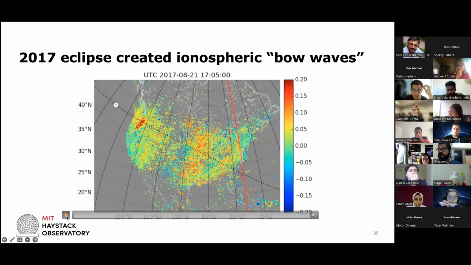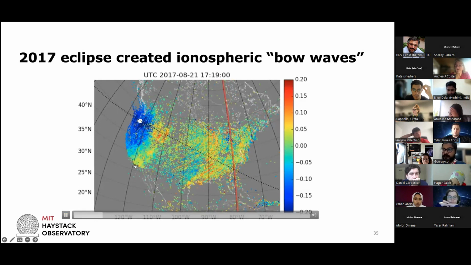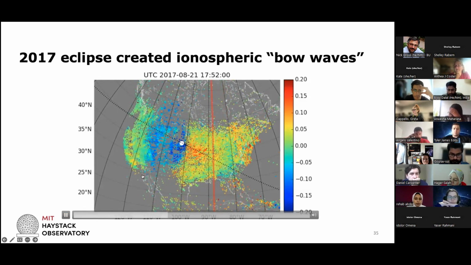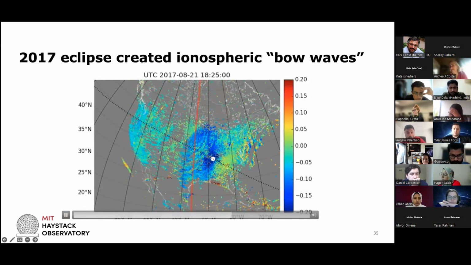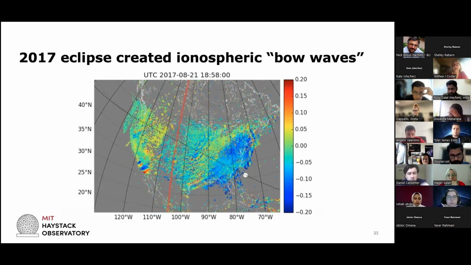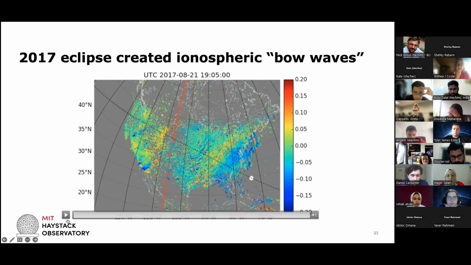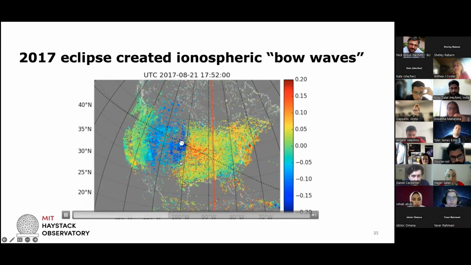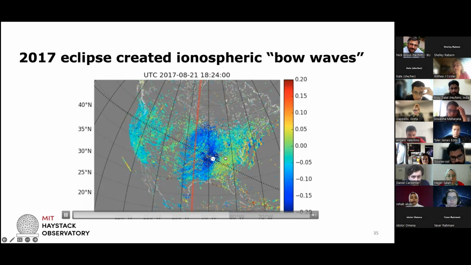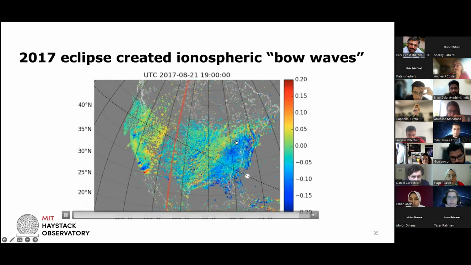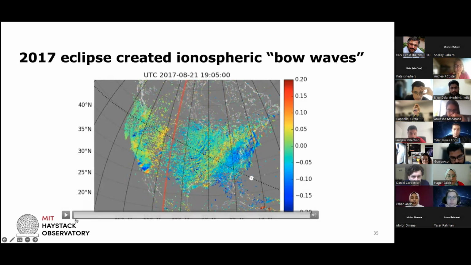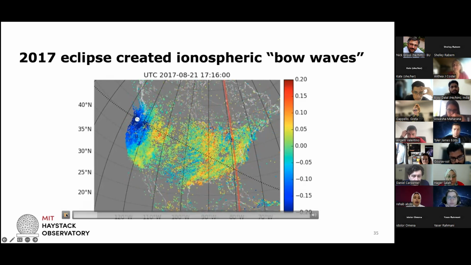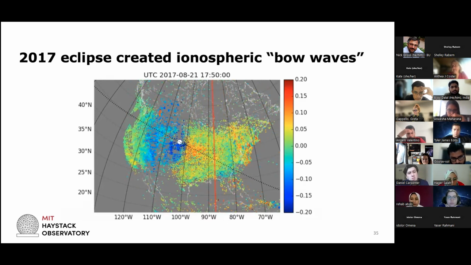Here you're going to see the hole that was created in the ionosphere following the eclipse. One of the things you're going to see, and we don't know if this is real or not, do you see these waves? They're kind of like bow waves that follow the eclipse right over the center. We think that's related to the eclipse.